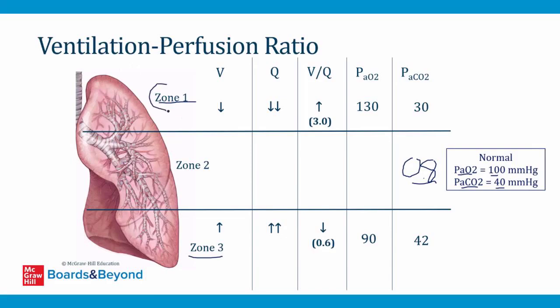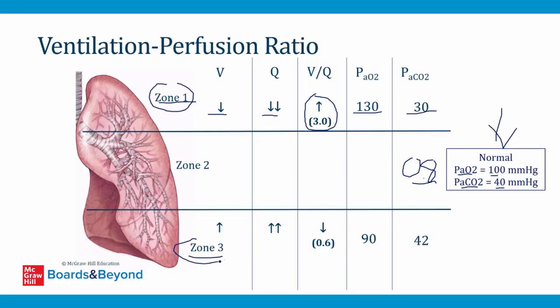Well, up in zone 1 at the apex of the lungs, you have a reduction in ventilation, but a greater reduction in blood flow Q such that the VQ ratio is high. It can be as high as 3.0. This is going to produce blood coming out of zone 1 that's oxygenated to a greater degree than normal because the VQ ratio is so high. And the PaCO2 is going to be lower than normal, once again, because you're excessively ventilating the blood that flows through here so you can remove more carbon dioxide than you would on average.